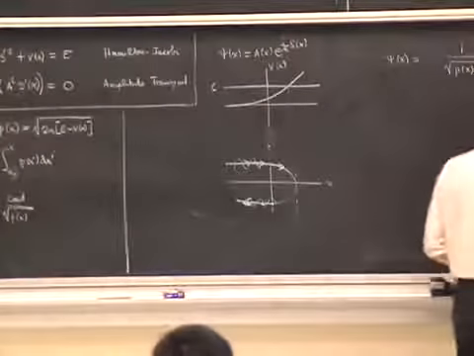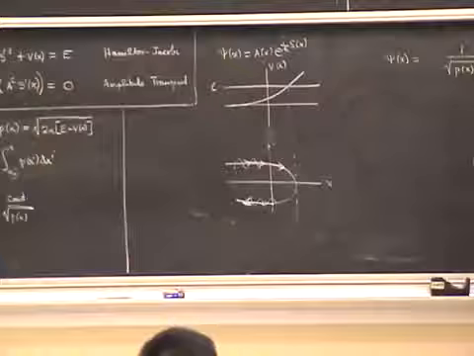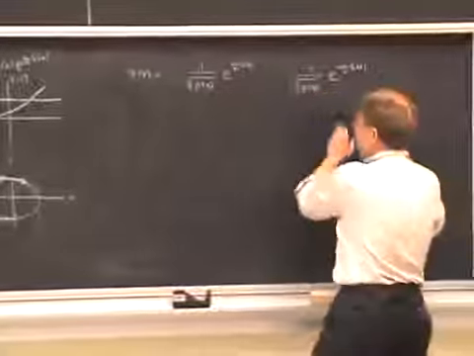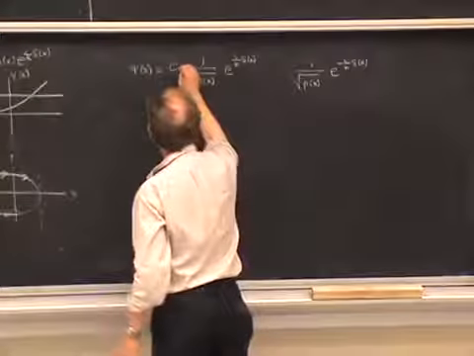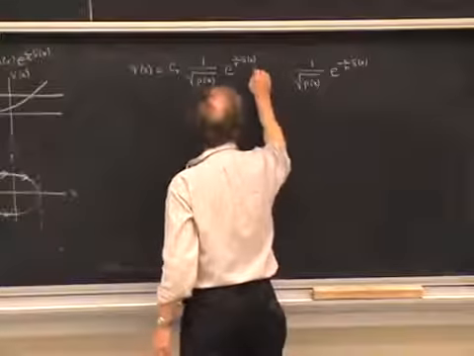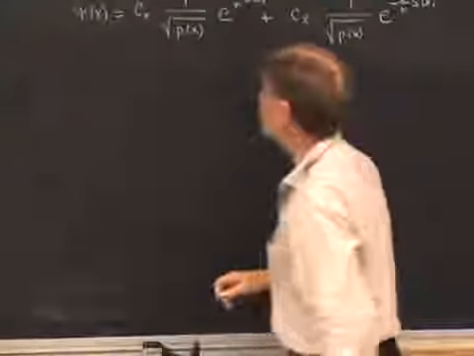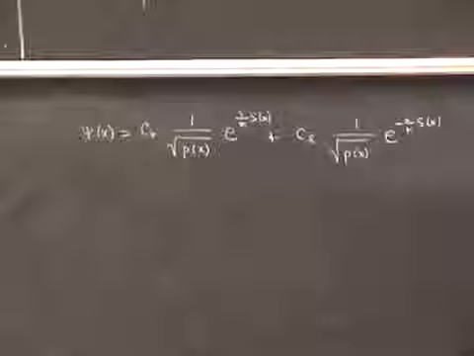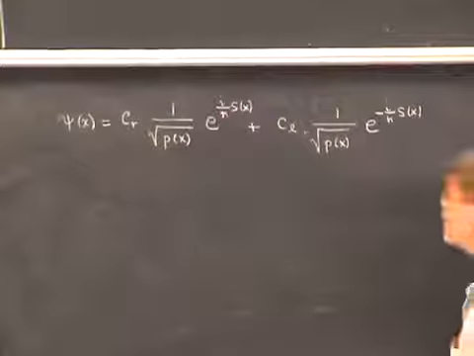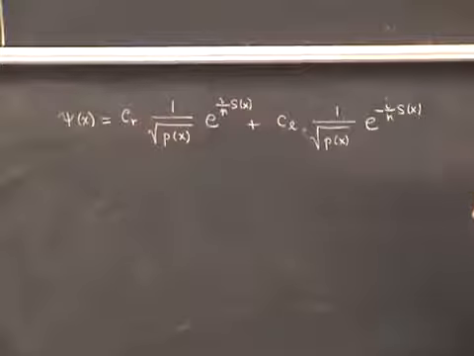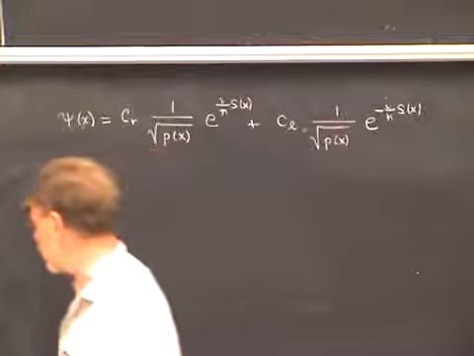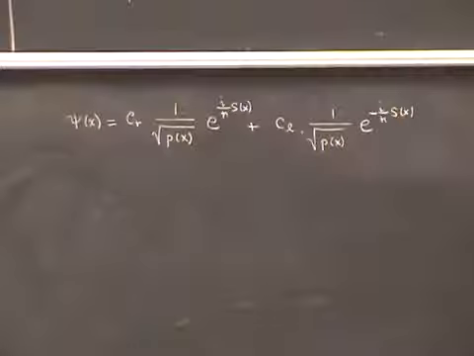All right. In any case, these two solutions, one is moving to the right, one is moving to the left. So let me give this a coefficient I'll call C_R, and this one a coefficient I'll call C_L, where R and L just stand for right and left going waves. And if we have this, then this is the WKB solution that we get.